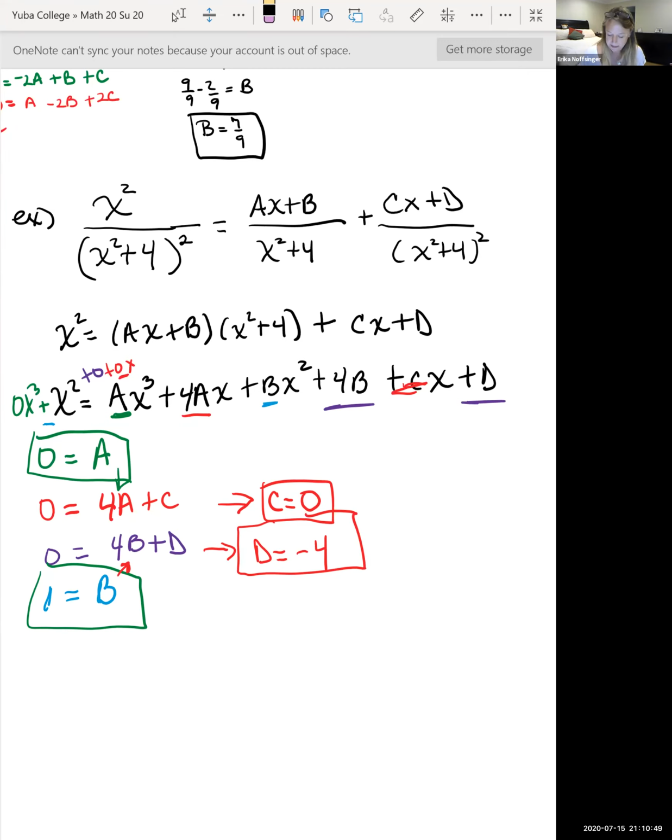So going back in and plugging in those numbers wherever we see a, b, c, and d in this expression. We have a, which is 0 times x, that goes away, plus b, but b is 1, so 1 over x squared plus 4, plus c, but c is 0, so 0 plus d, but d is negative 4. If you don't mind, I'm going to put the minus in front of the fraction. So minus, and then 4 in the numerator, all over the denominator of x squared plus 4 quantity squared.